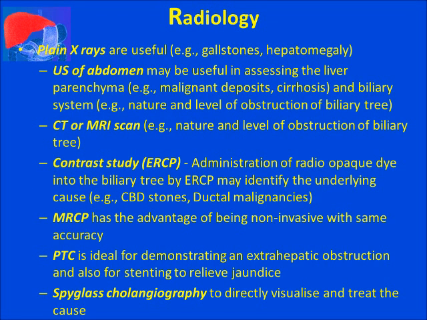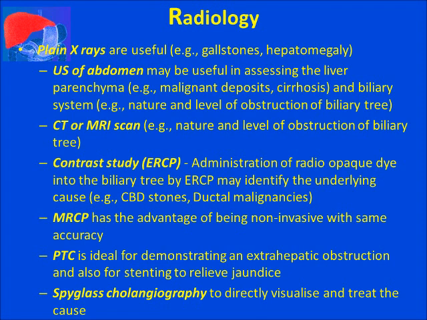Radiology forms a very important part in the investigations of jaundice patients. Plain X-rays are fairly useful but not very contributory, but they may show radio-opaque gallstones and some amount of hepatomegaly. Ultrasound of the abdomen may be useful in assessing the liver parenchyma for malignant deposits and cirrhosis, and biliary system, which may show the nature and level of obstruction of the biliary tree.